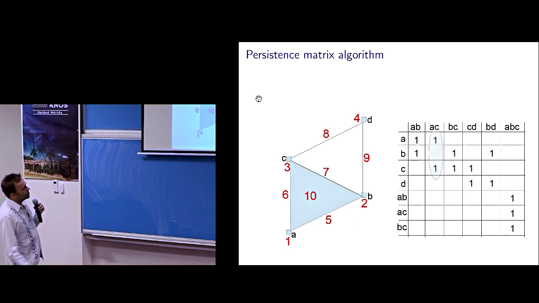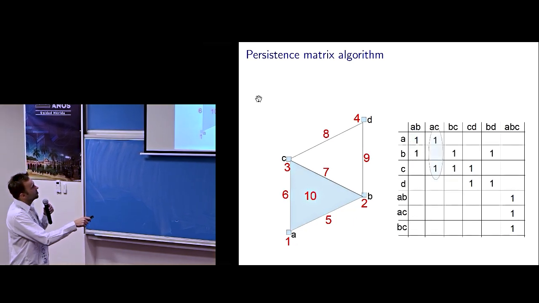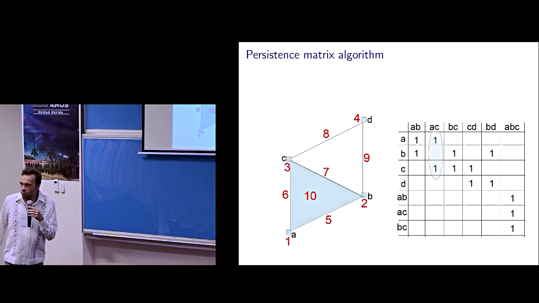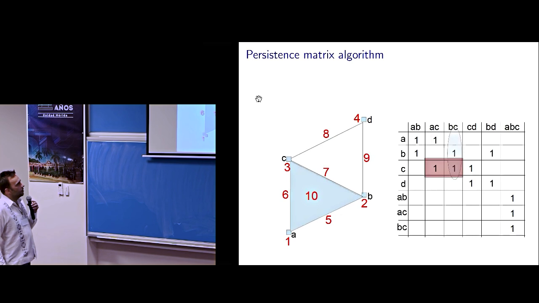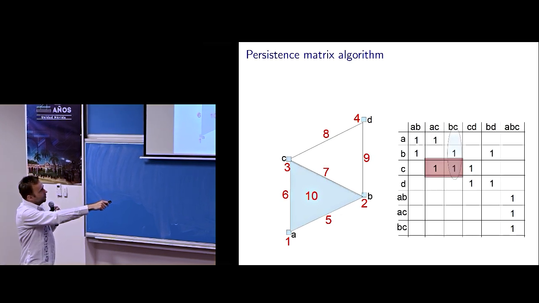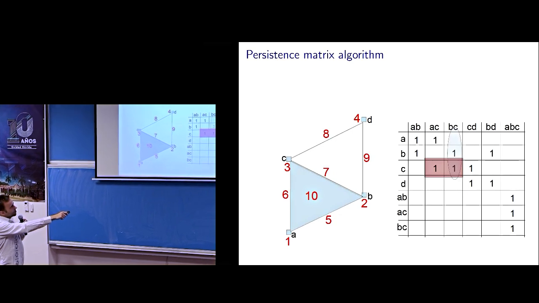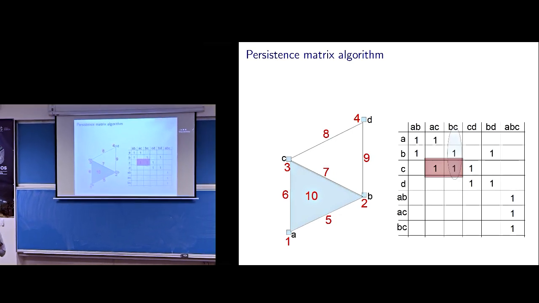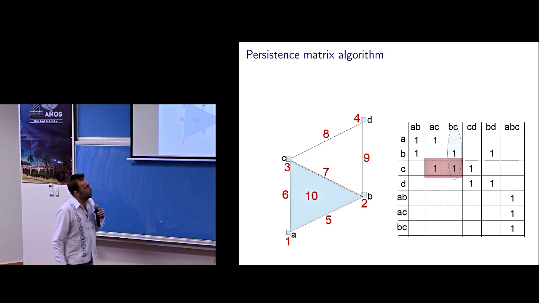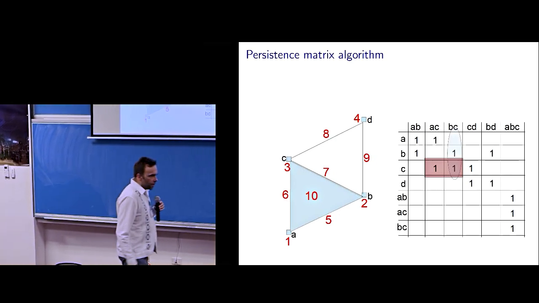So let's go for the second. This is the lowest non-zero entry of the column AC. I'm looking to the left and there is nothing non-zero, so the condition is satisfied. Let me move over here. When I have the column BC, the lowest non-zero entry of this column is the same as the lowest non-zero entry of the previous column. This is what we call in this algorithm a collision, and we want to get rid of the collision.